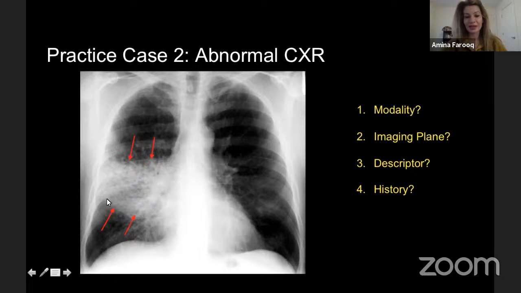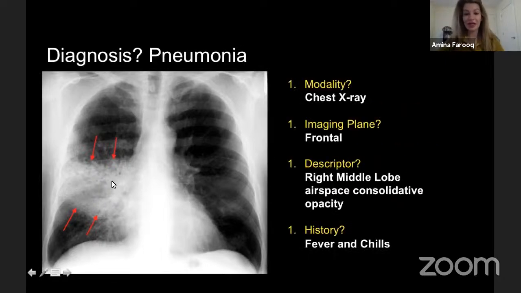Fevers and chills in the setting of a consolidation in the right middle lobe that's obscuring the right heart border. Does anyone have any ideas of what this could be clinically? So different things that can happen in the chest, could be fluid in the lungs. I like that. With somebody that has a fever, what's more common? There you go. Infection. Very good. Right. And an infection in the lungs is called pneumonia, right? So that's the diagnosis. Excellent.